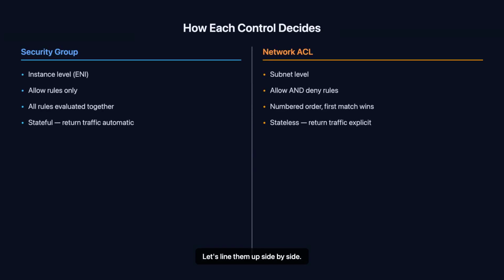Let's line them up side by side. The security group works at the instance level, on the network interface. The NACL works at the subnet level. The security group is allow only. The NACL does both allow and deny. The security group evaluates every rule together. The NACL goes in numbered order and stops at the first match. And the big one at the bottom, the security group is stateful, so return traffic is automatic, while the NACL is stateless, so you must permit return traffic explicitly. 4 rows, and every single one is a mirror image.